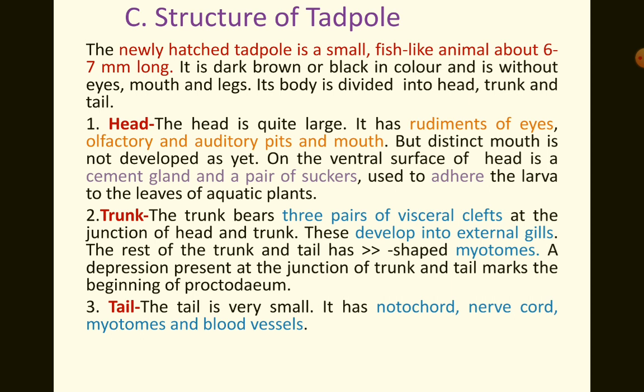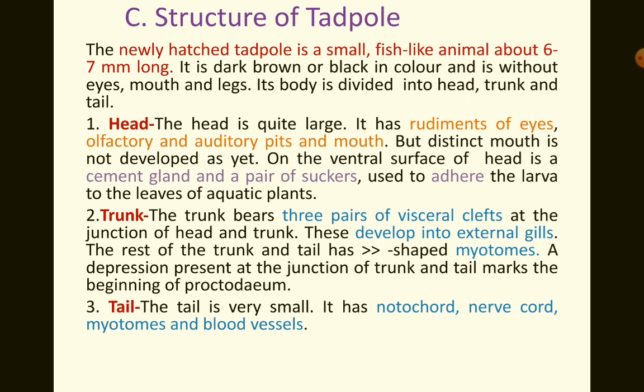Now what do you see in the head? Head is quite large. It has rudiments of eyes, olfactory and auditory pits and the mouth. But a distinct mouth is not developed as yet. On the ventral surface of the head is a cement gland and a pair of suckers, which is used to adhere the larva to the leaves of aquatic plants, because as a tadpole it will be feeding on these aquatic plants and leaves, because it will be herbivore in nature.